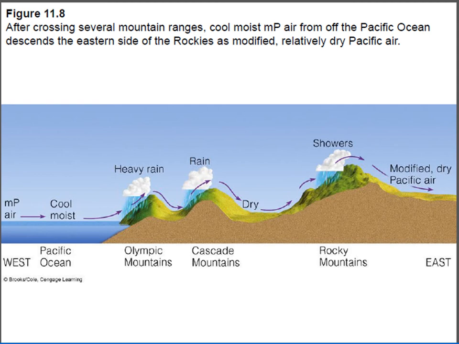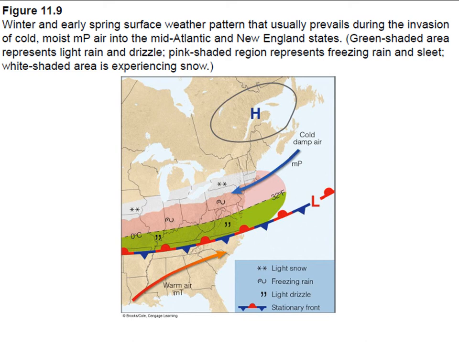This figure 8.8 from your book shows the winter and early spring surface weather pattern that usually prevails during the invasion of cold, moist maritime polar air into the mid-Atlantic and New England states. The green shading represents light rain and drizzle. These commas, two commas together, represent drizzle. The pink shaded region represents freezing rain and sleet. Well, the white shaded area shows snow, okay?